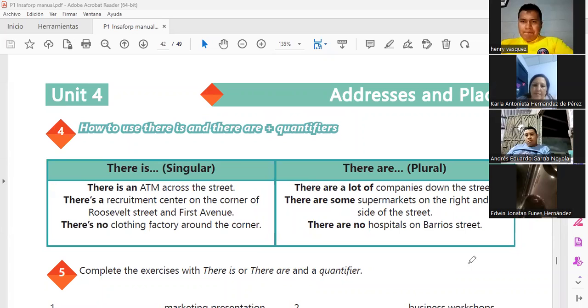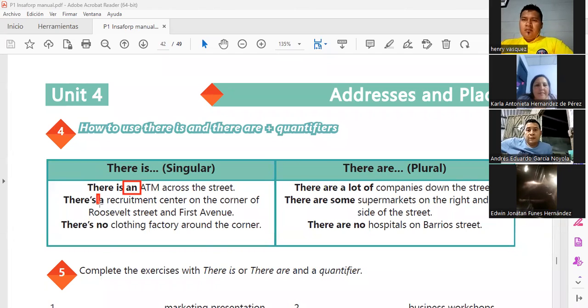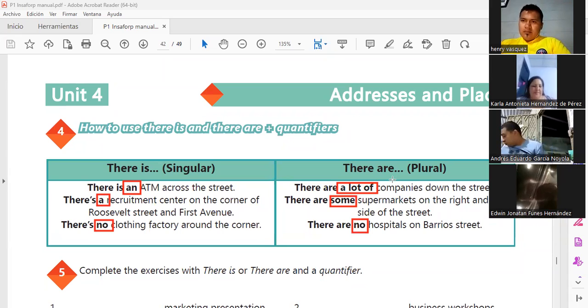Okay, let's see. Question number one. Carla Hernandez. There is, for singular or for plural? Singular, okay. And this one? Plural, good. Okay, now let's see the quantifiers. We have an, a, no, a lot of, some, and no. All right? So those are the quantifiers.